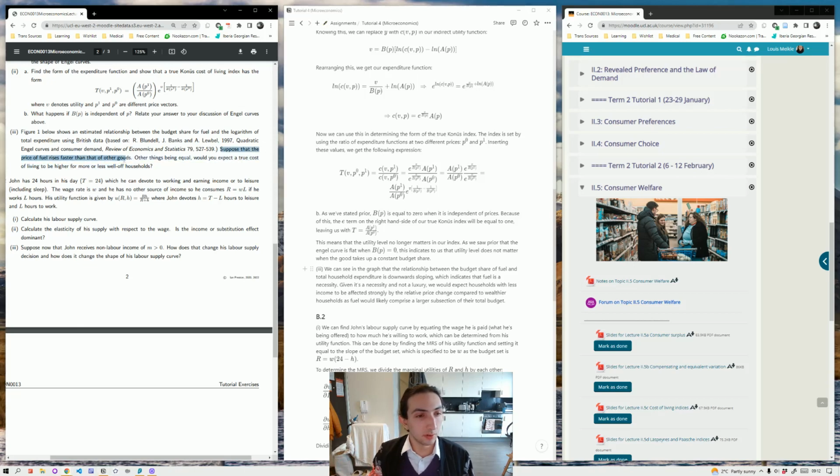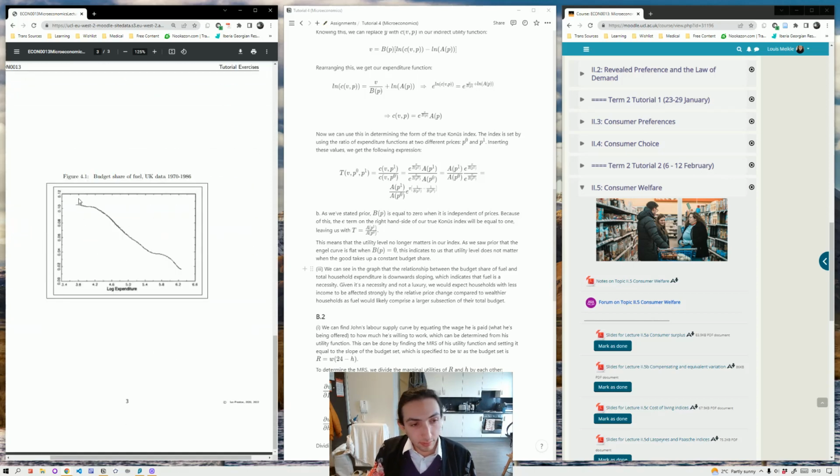So suppose the price of fuel rises faster than other goods. Let's say we're in a massive inflation period. I know, completely unrealistic, but go with me. Essentially the price of fuel is rising higher than all the other things. Now, other things being equal, would you expect the true cost of living to be higher for more or less well-off households? Well, if we look here, our Engel curve is downward sloping. So what do we know about downward sloping Engel curves? Well, downward sloping Engel curves are necessities.